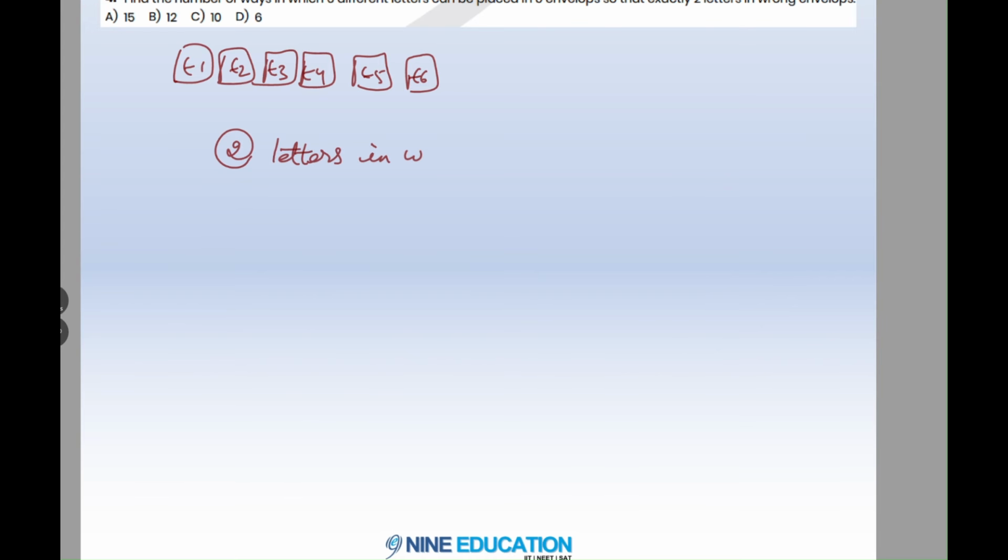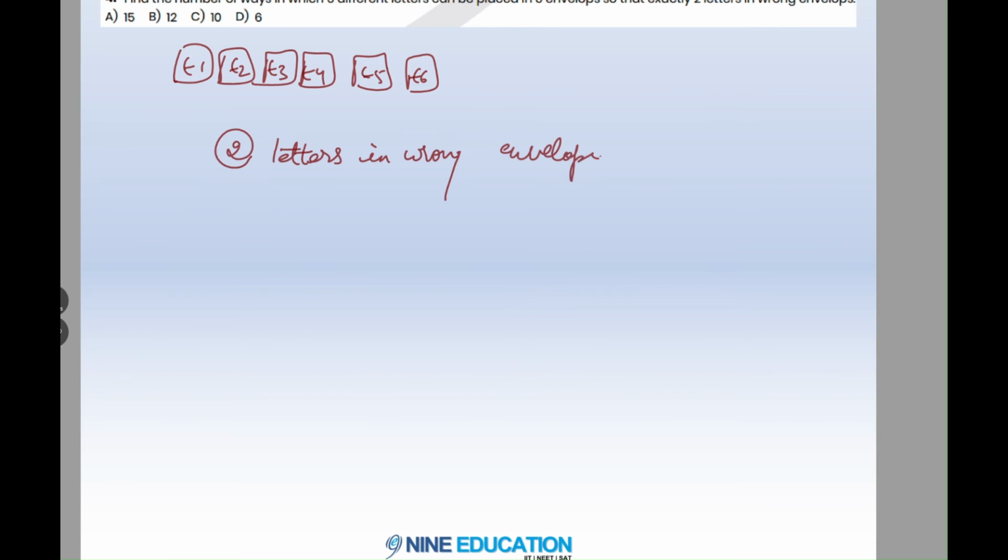Find the number of ways in which 6 different letters can be placed in 6 envelopes so that exactly 2 letters go in the wrong envelope. So you have 6 envelopes. You want that exactly 2 letters should go in wrong envelopes. Exactly 2 letters in wrong envelope.